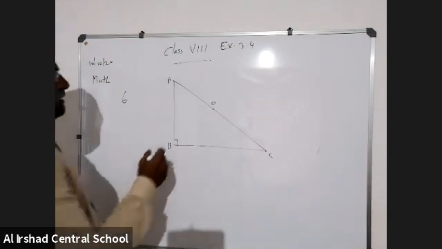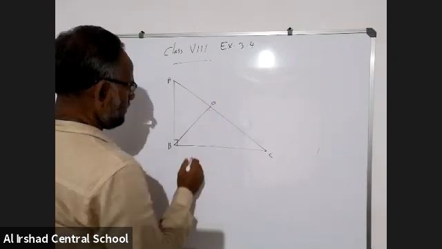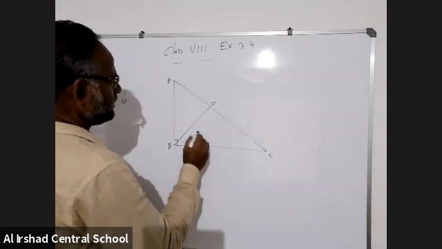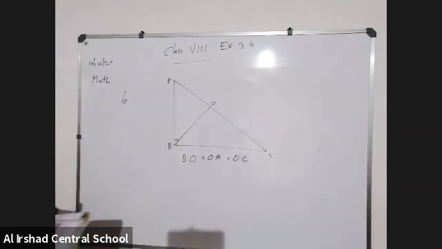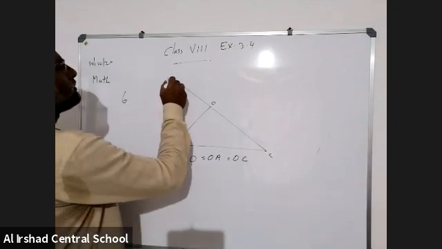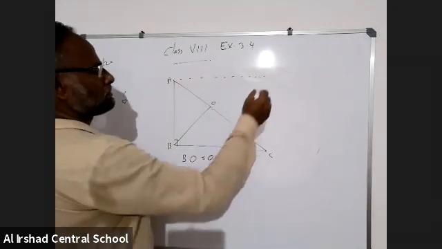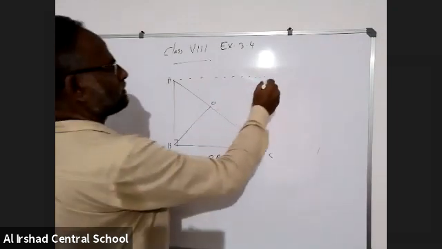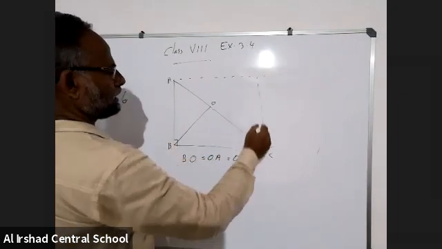We have to prove that BO is equal to OA, that is equal to OC. This is the question. Why? In dotted line, we can complete the rectangle. We can complete the same triangle into a rectangle here.